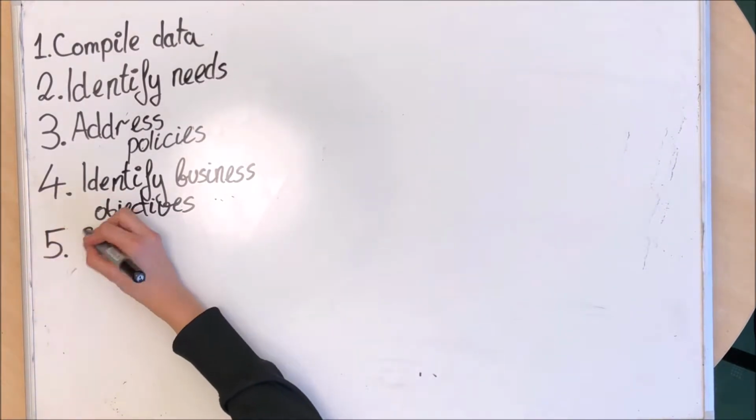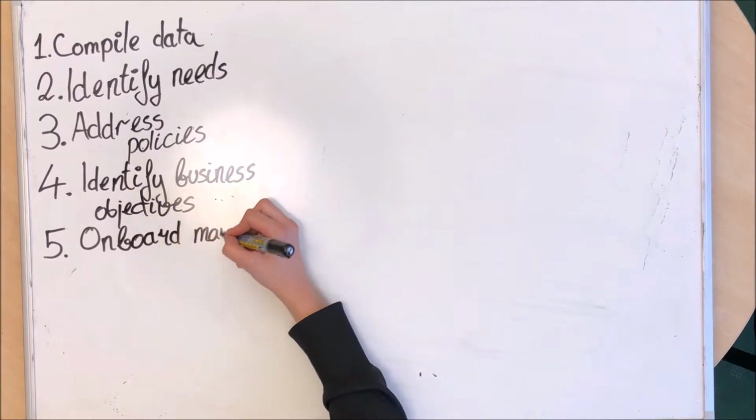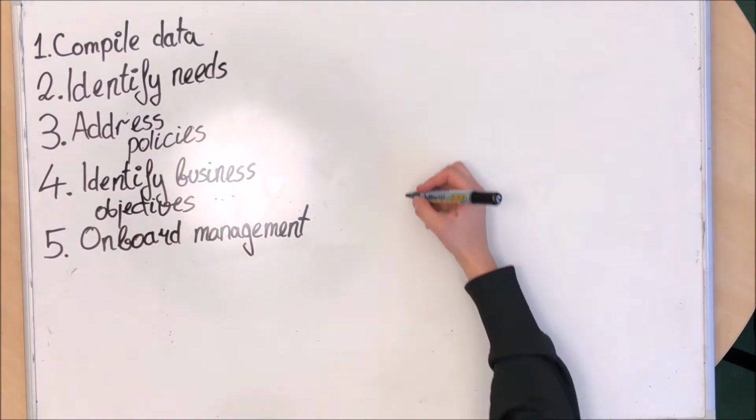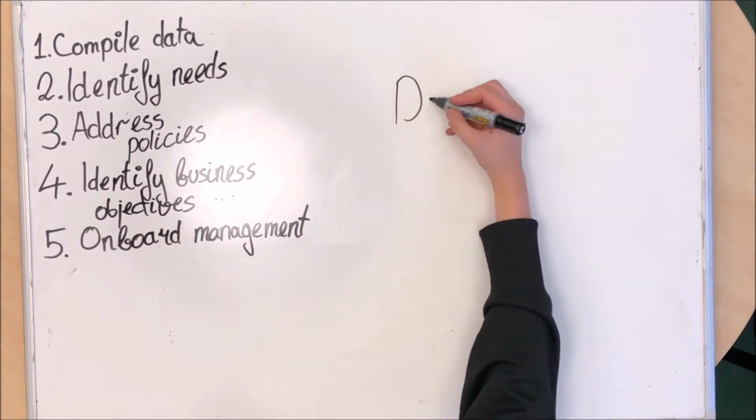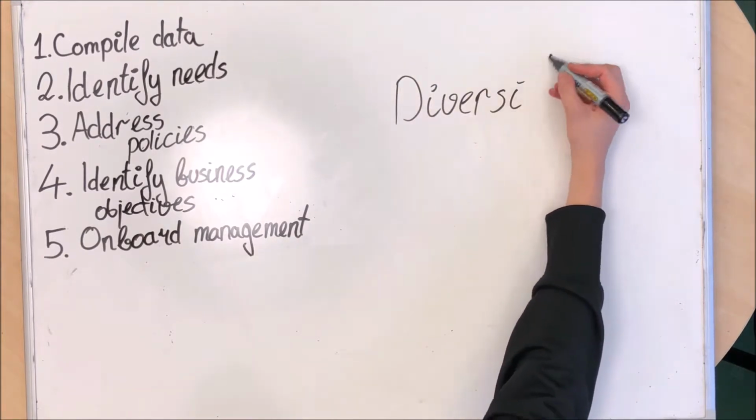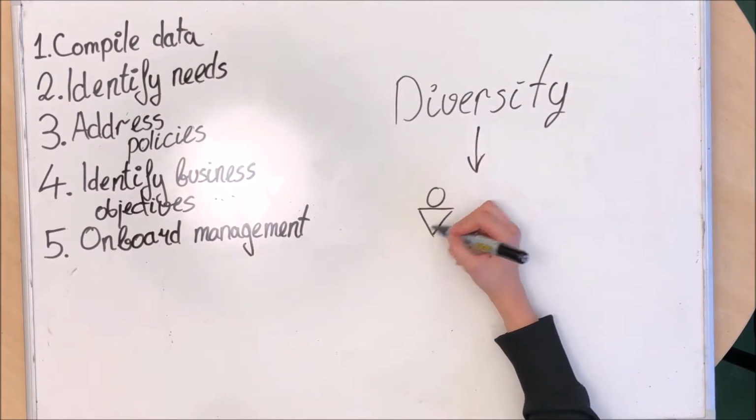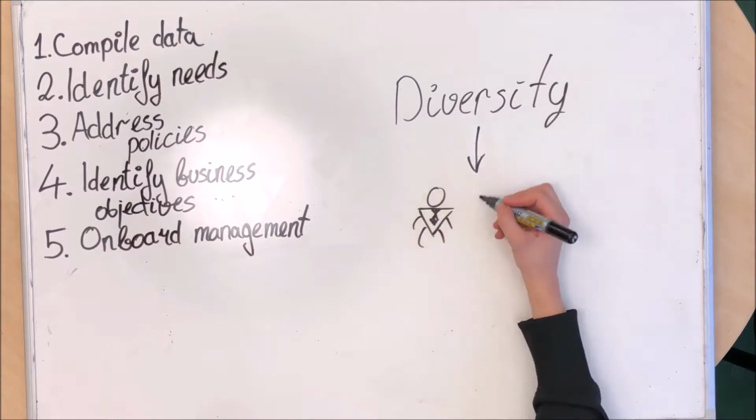Step 5 is to onboard and familiarize the top-level managers and executives with the idea of this initiative. It is these very people that create the long-term strategy of the company, so it is critical for them to support and believe the idea of diversity to implement it in the strategy of the organization.